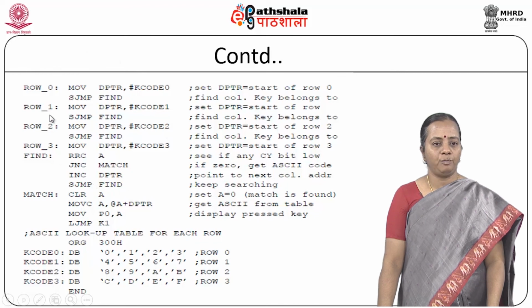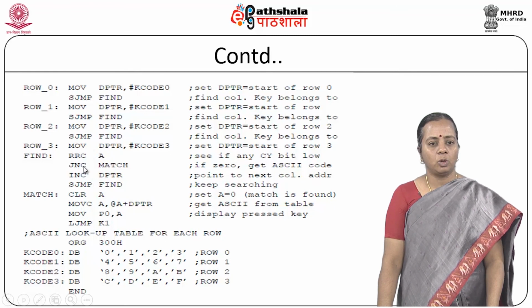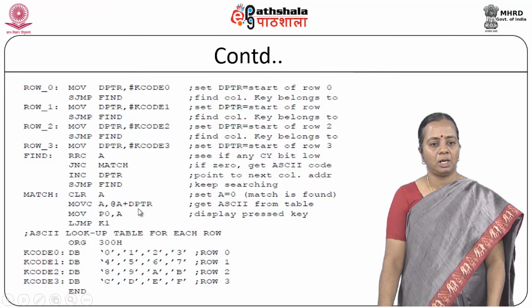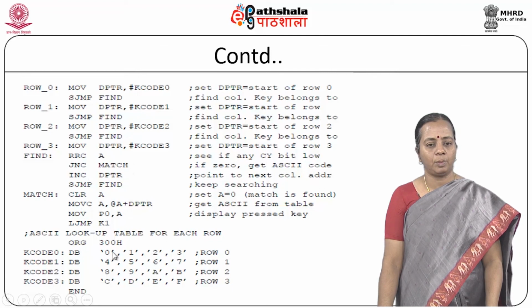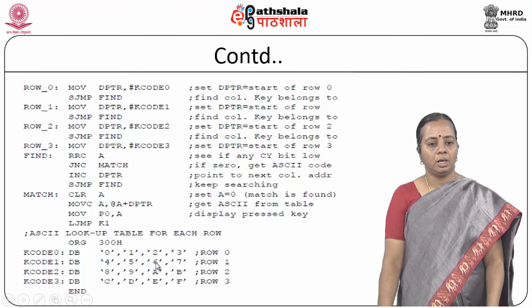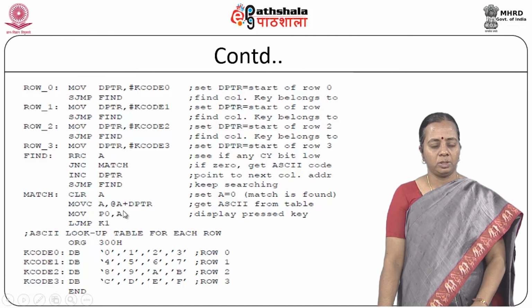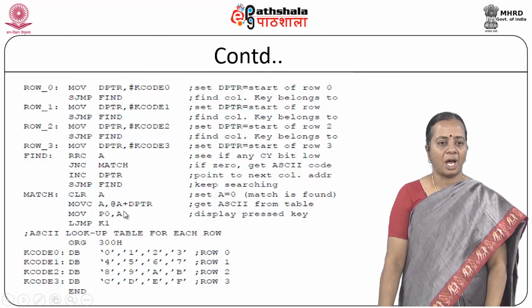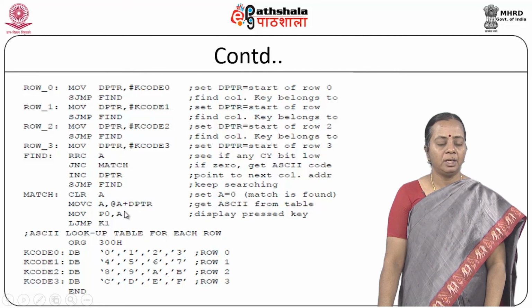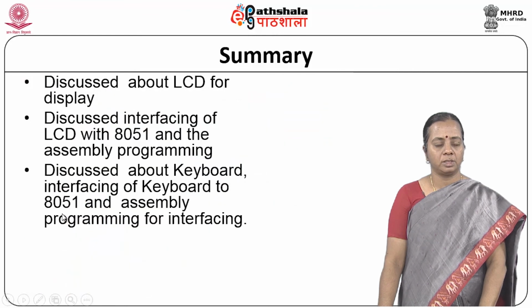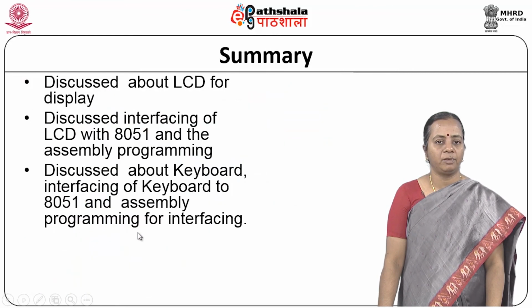That is the way each and every row works. If I am looking at row 1, I will come over here, find out the address of this particular one, go over there and rotate it. If any one of the bits is pressed, then the carry will be 0. So no carry is there, then match is fixed. The address is already known, as DPTR has that particular one. I found which key is pressed, then that will be moved to P0, which in turn displays it. So this is the way the pressed key is identified by the 8051 using this kind of coding. This is the way the keyboard is interfaced with your 8051 controller.